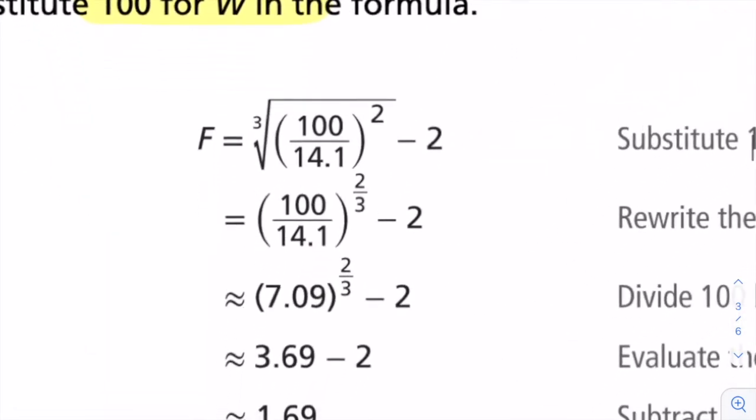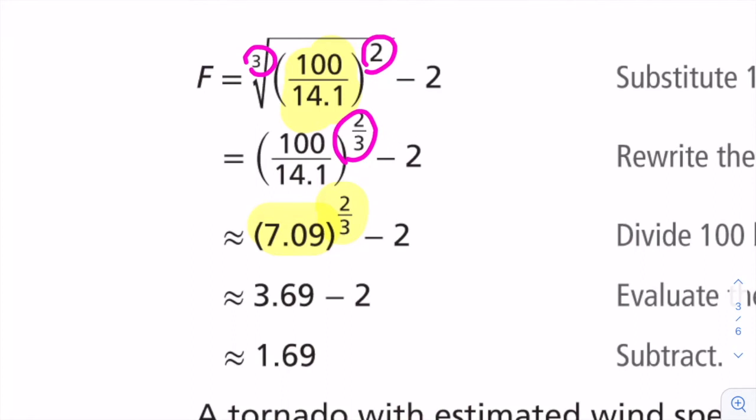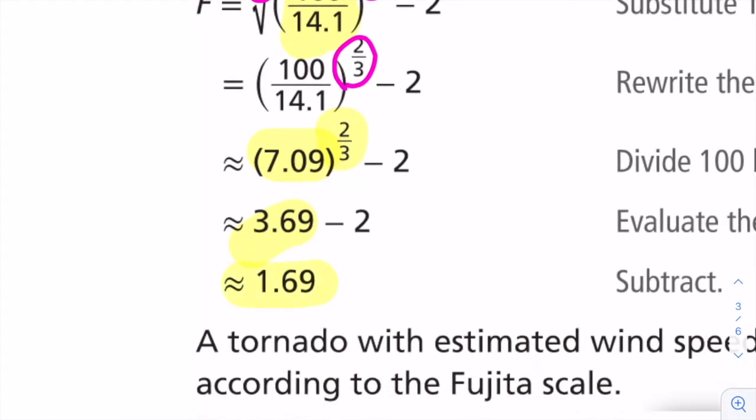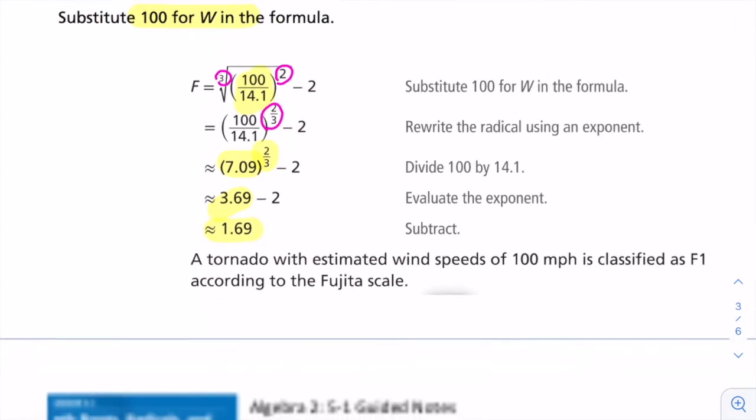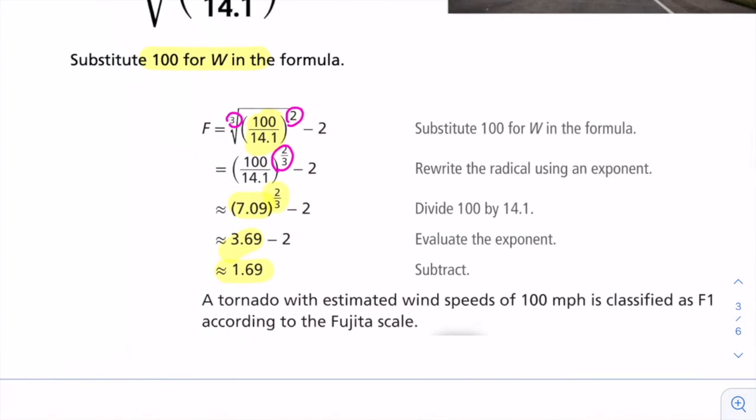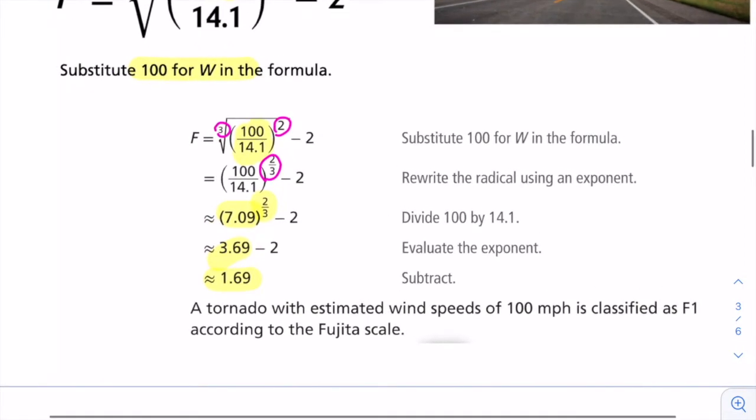So we have 100 divided by 14.1, which gives us about 7.09, because we're rounding here, but we're going to raise that to the 2/3. So we rewrote this as 2 over 3. So 7.09 raised to the 2/3 is 3.69. And when we subtract 2, we get 1.69. So the Fujita scale for a tornado with wind speeds of 100 miles per hour will be 1.69.